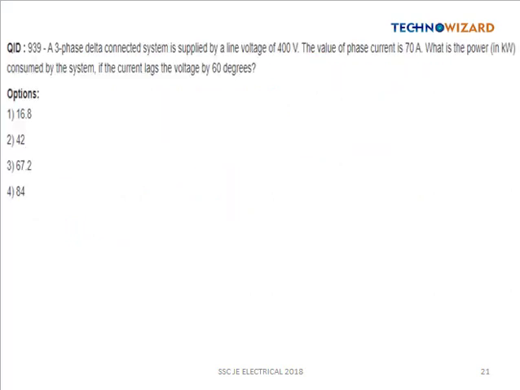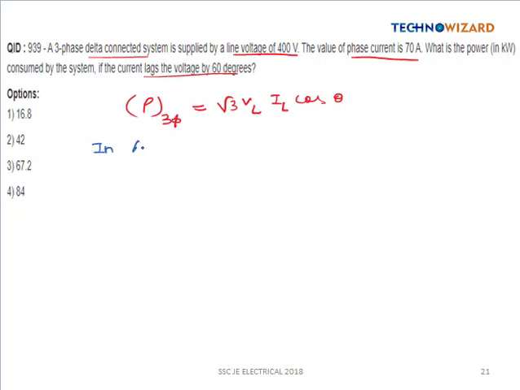Next question is, a three-phase delta connected system is supplied with a line voltage of 400 volt. The value of the phase current is 70 ampere. What is the power in kilowatt consumed by the system if the current lags the voltage by 60 degree? So we know that the power in case of the three-phase system is given by root 3 VL IL cos theta, and in the delta connected system the line voltage will be equal to phase voltage, and the line current will be equal to root 3 times I phase.